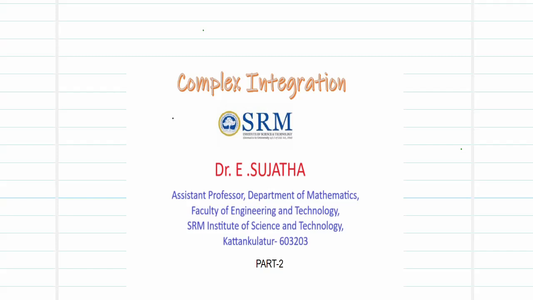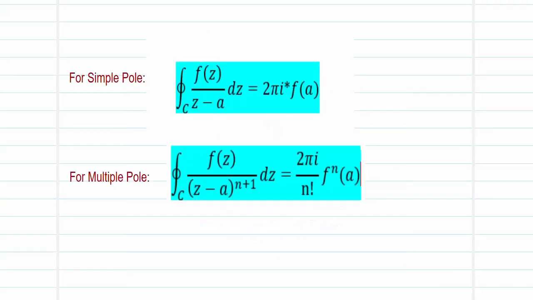We quickly recollect the formula which we learnt in our first video. The simple pole has the evaluation for the integral over c of f of z by z minus a dz as 2 pi i times f of a. You call it, this is derived from your Cauchy integral formula.